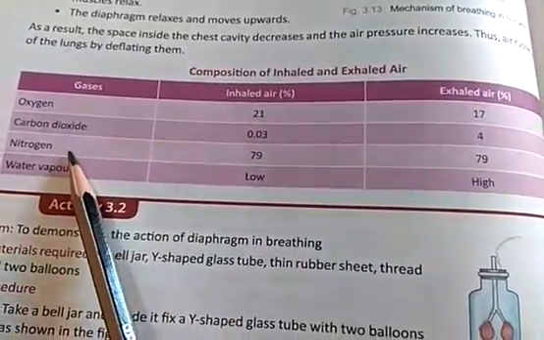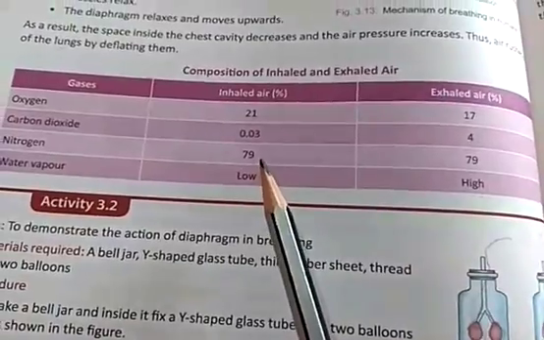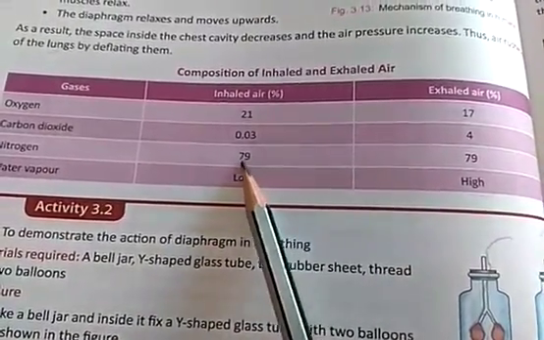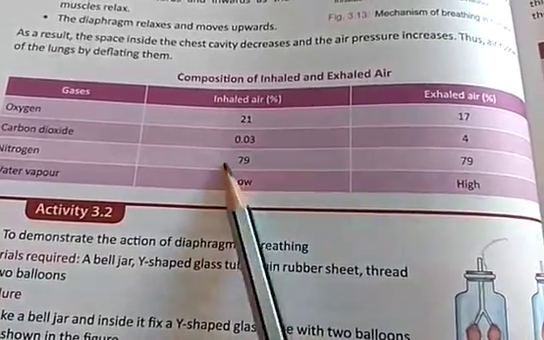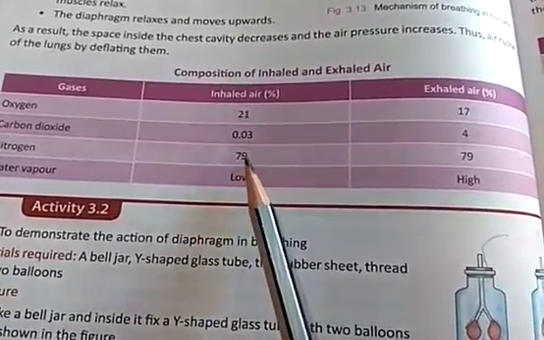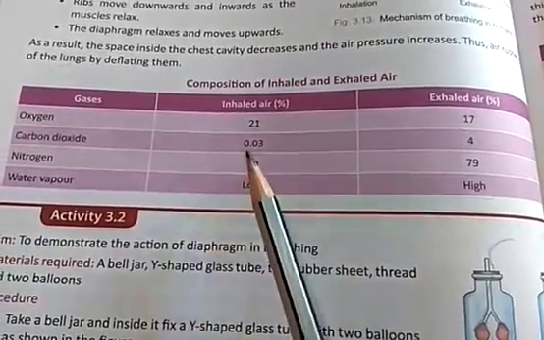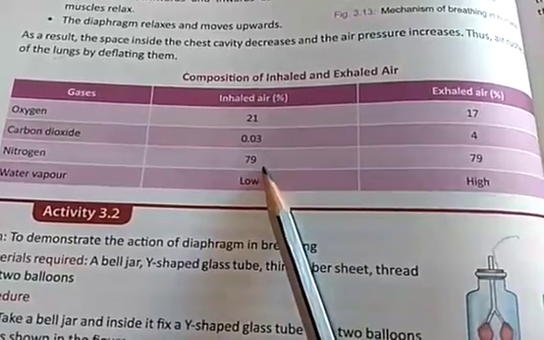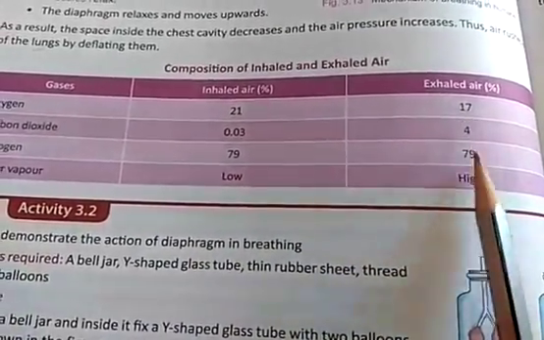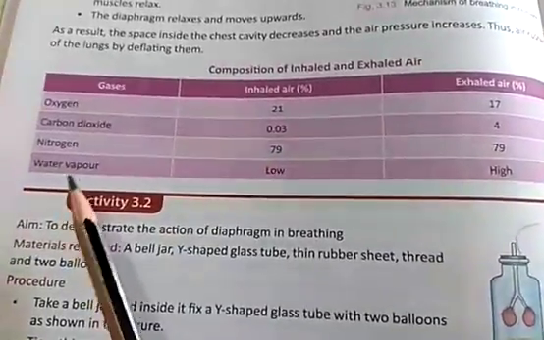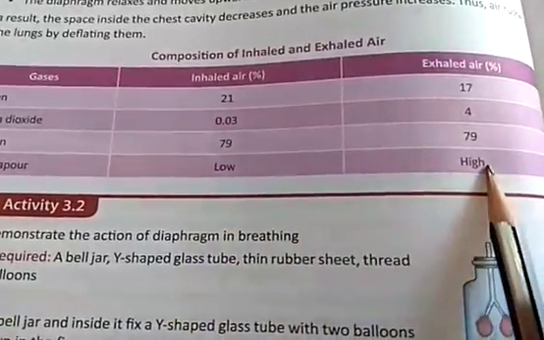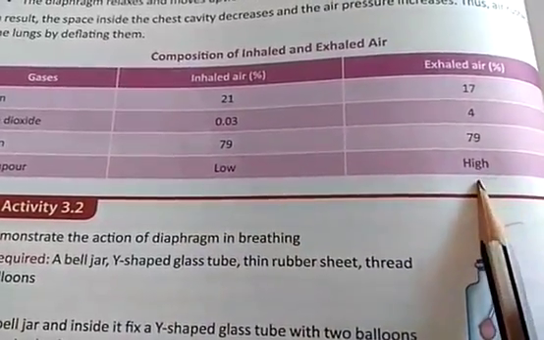And then nitrogen: somewhere around 78 to 79% of nitrogen is present in our atmosphere. So whenever we inhale air, the same percentage goes inside our lungs, 79%. But since nitrogen has no direct use in our body, we exhale the same amount back, without use. Then there is water vapor in the atmosphere. It is low, but in exhaled air the water vapor is very high.